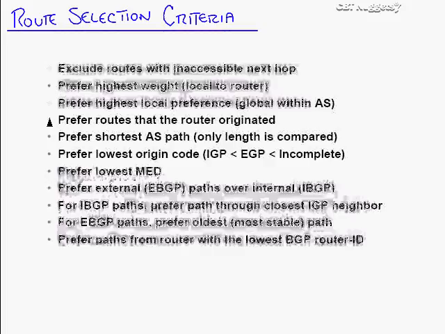Prefer routes that the router originated. Well, unless you're sitting on that router and you did this with a network command, that's going to be the same as well. So typically, the common decision criteria that we use is prefer the shortest autonomous system path, which is essentially autonomous system hop count. Only the length is compared.